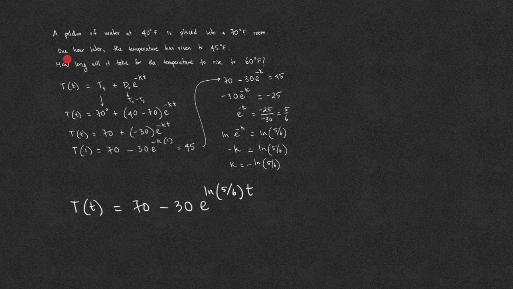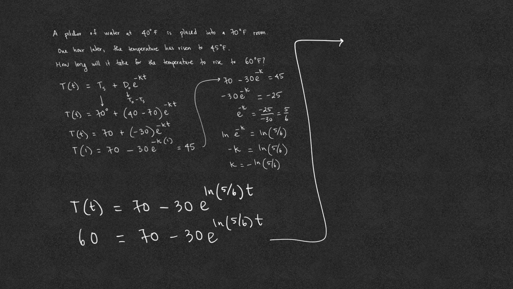We are now ready to solve the problem and answer the question: how long, which is a question of little t, t for time in hours, does it take the temperature to rise to 60 degrees Fahrenheit. We don't know the time, but we need the temperature to be 60 at some point. The right-hand side is 70 minus 30 e to the ln of 5 over 6 times t. This equation has only one unknown, t, so we will be able to find out what t is. We first subtract 70 from both sides of the equation to get negative 10 equals negative 30 e to the ln of 5 over 6 t. 60 minus 70 is negative 10.